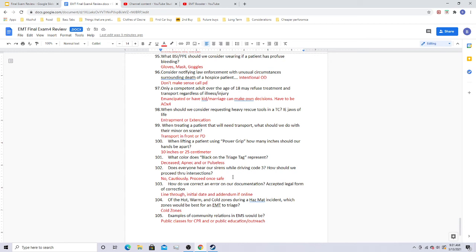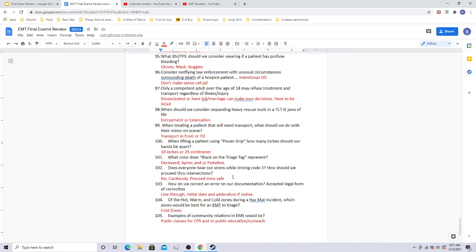Oh, sorry. How do we correct an error on our documentation? Accepted legal form of correction: line through, organized, horizontal. Initial and date. If online, make an addendum.